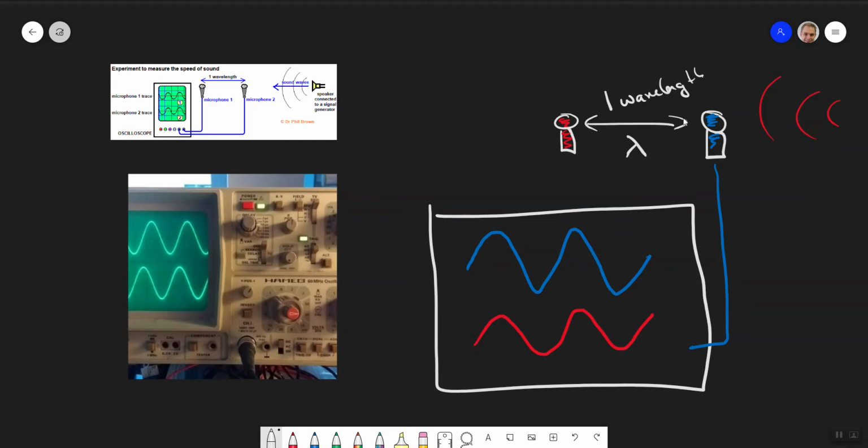So you start with them together. You start with your second microphone here, and you move it along, and move it along, until eventually this lower trace matches this top one. That is when you know they're separated by one wavelength. So you can measure one wavelength. Hurrah! So you can measure lambda.